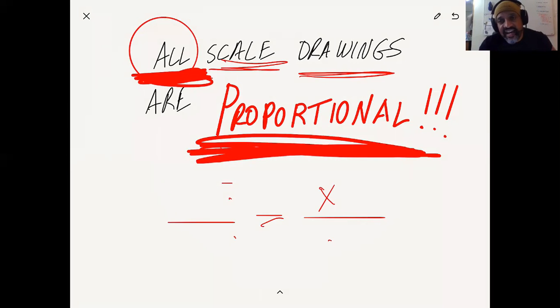All right, guys. I think this went a little over, but I hope that it's helped clarify what proportionality and scale drawings are. Let's stop.